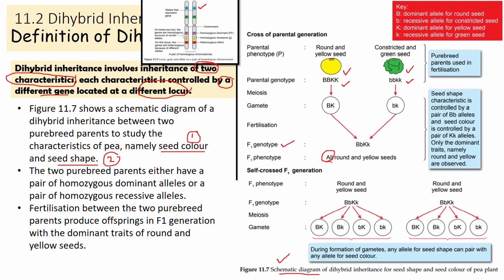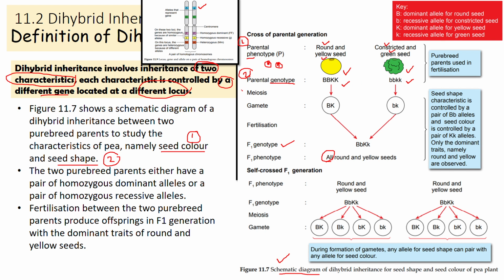Okay, so how to draw a schematic diagram? Let's revise, which we have already discussed earlier when we did monohybrid inheritance. First, we have to write down the parental phenotype, and that is round and yellow seed, constricted and green seed. Okay, this is what we see with our eyes. This is phenotype. Next, from the parental phenotype, we have to write down the parental genotype, characterized by capital letters and small letters.